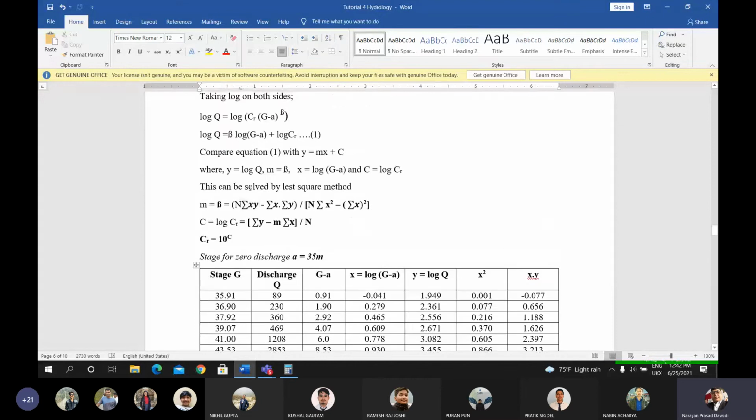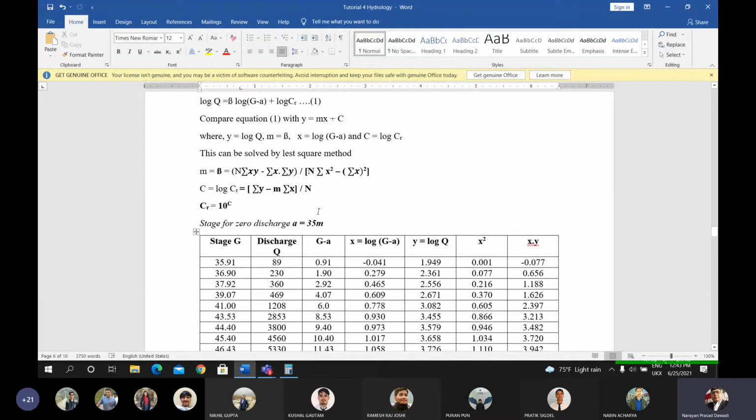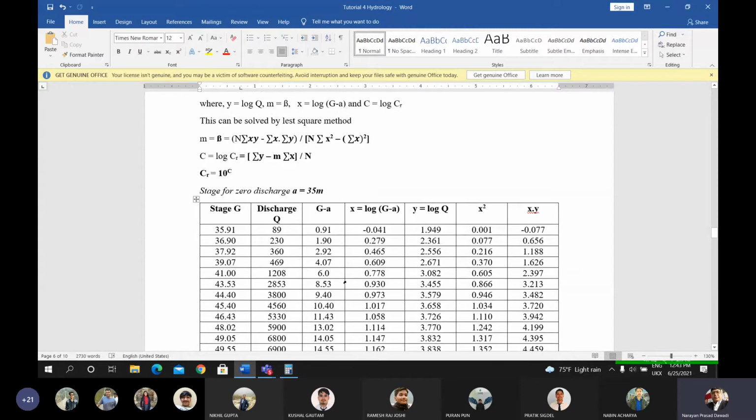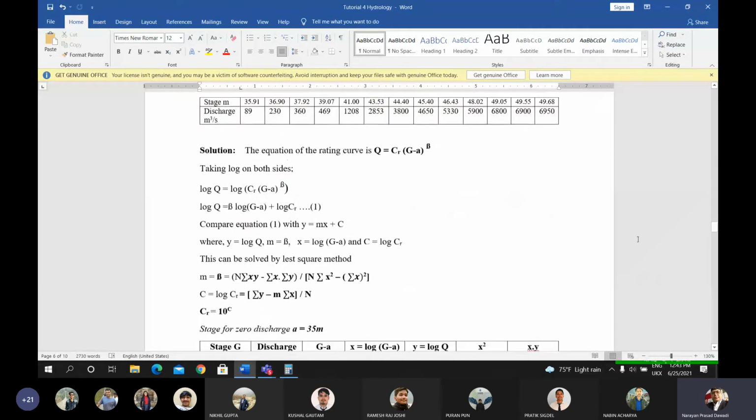Now we know y is equal to log q, x is equal to log of g minus a. That's why, for determining x, we need the g minus a value. The g value is this stage. You subtract 35 from this value, 35.91, and you will get the g minus a value as 0.91. Then 1.90, 2.92, 4.07. In this way, you can find the g minus a value. The a value is 35 throughout.